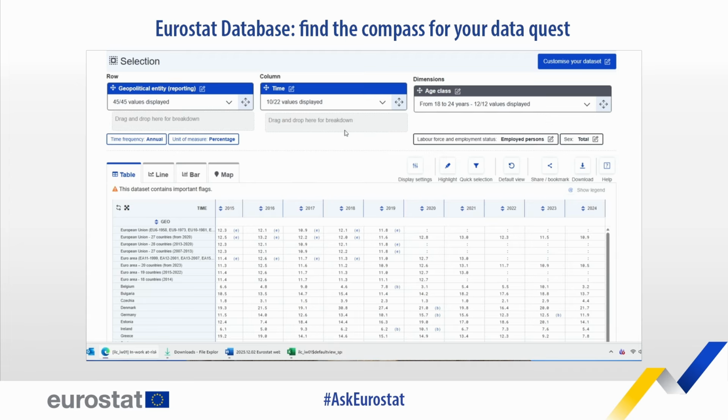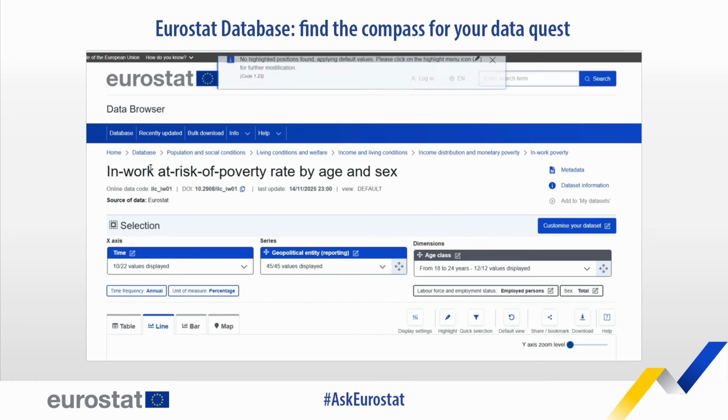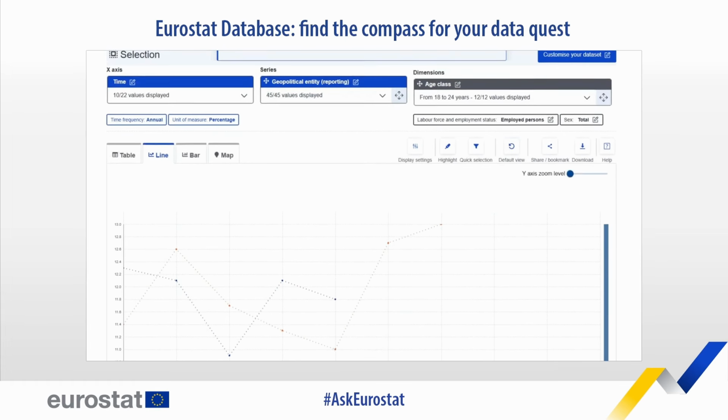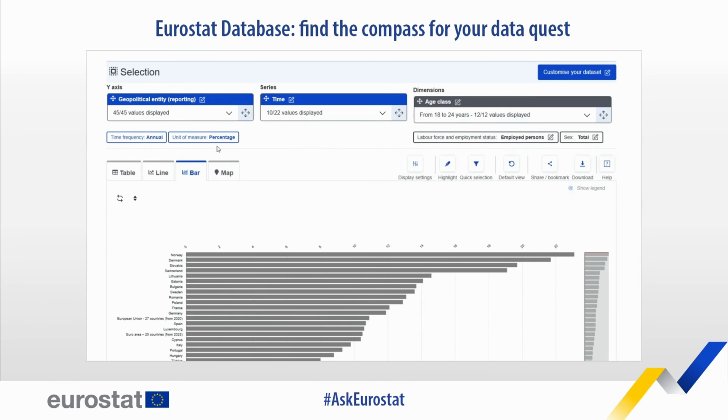Finally, the bottom of the page is where the data is displayed, be it in the default view or after you have applied your customizations. Within the data browser, you can display data in 4 different formats: table, line chart, bar chart, or map.